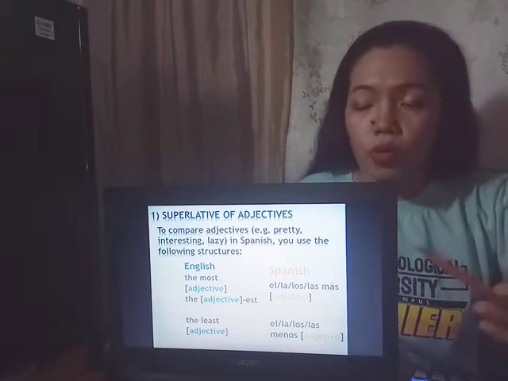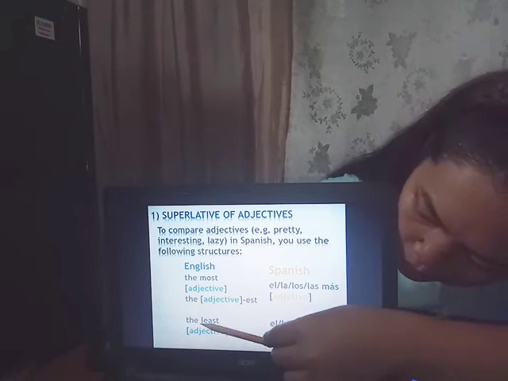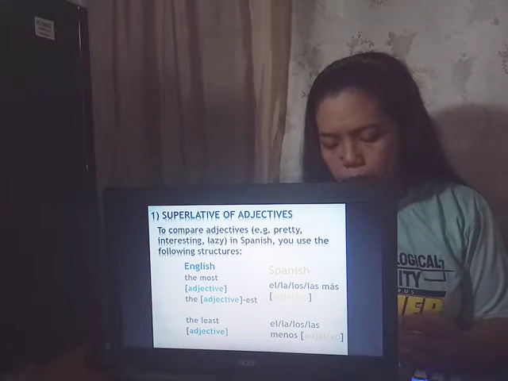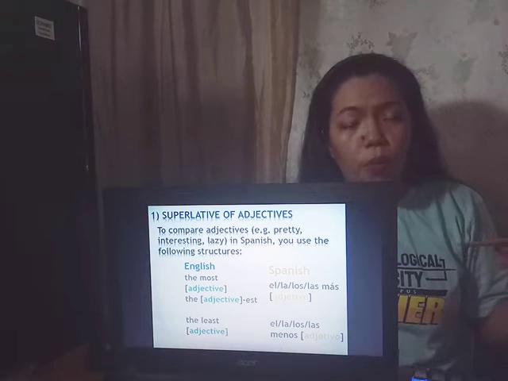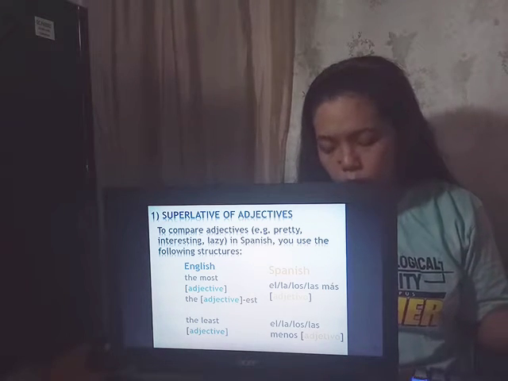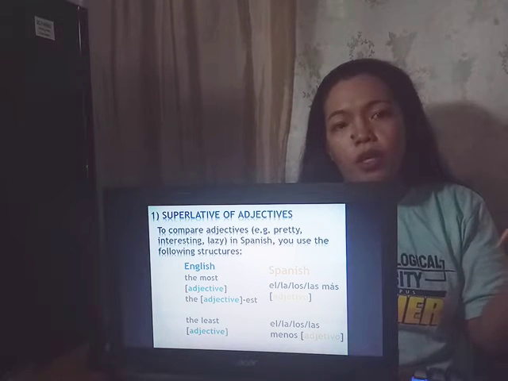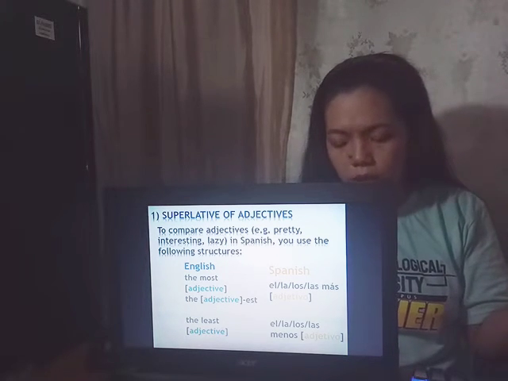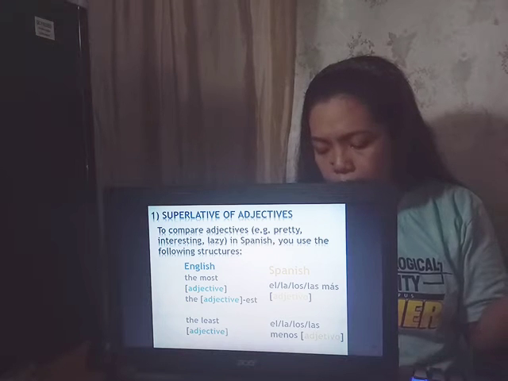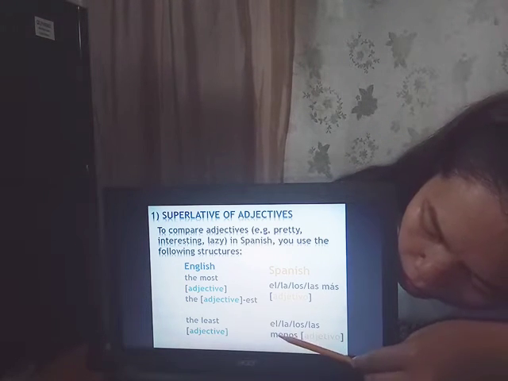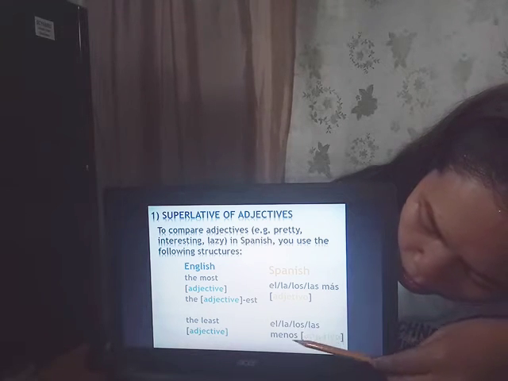So the very least, from the second one, we're going to use the least or the worst, and so on. That is, we're talking about irregular. Later on I'm going to discuss four types of superlatives in Spanish. Then on the other side we are going to use also here el, la, los, las, menos.